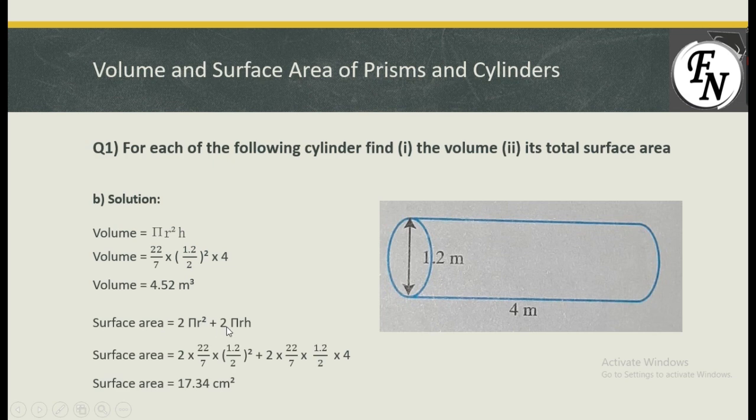In the surface area, the same thing happens. The radius is 1.2 over 2. This is 1.2 over 2 again, and height is 4. So I've just substituted all the values and got the answer, which is the simple case.